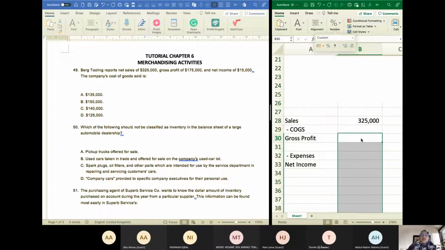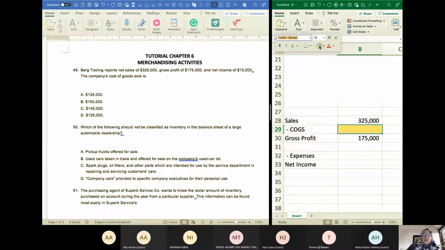Right, you're given 325, and then the gross profit is 175,000. So what you have to do is look for the COGS. Anyone can tell me what would be your COGS? So you need your calculator, yeah? It has to be 150.